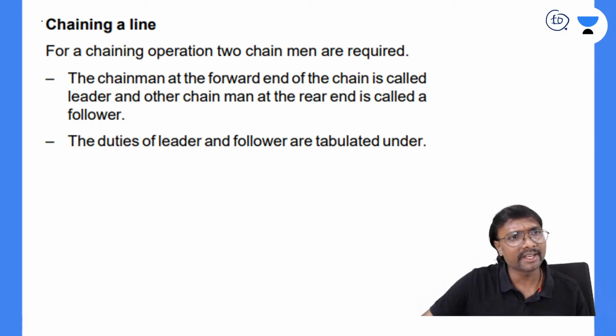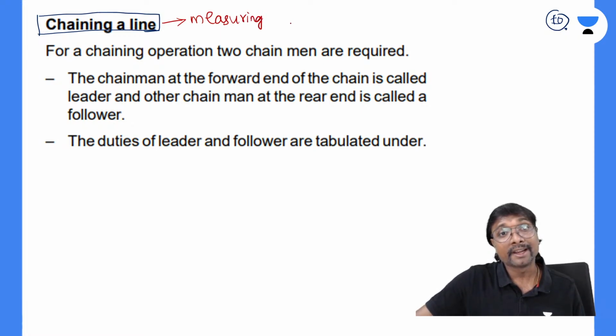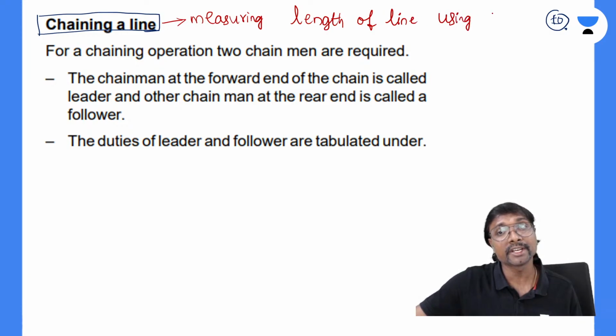If you observe, there is a chaining of a line. What is the meaning of chaining of a line? Measuring the length of a line using the chain. What is the meaning of chaining of line, all of you? Chaining a line is nothing but measuring the length of a line using a chain. That is called chaining a line.